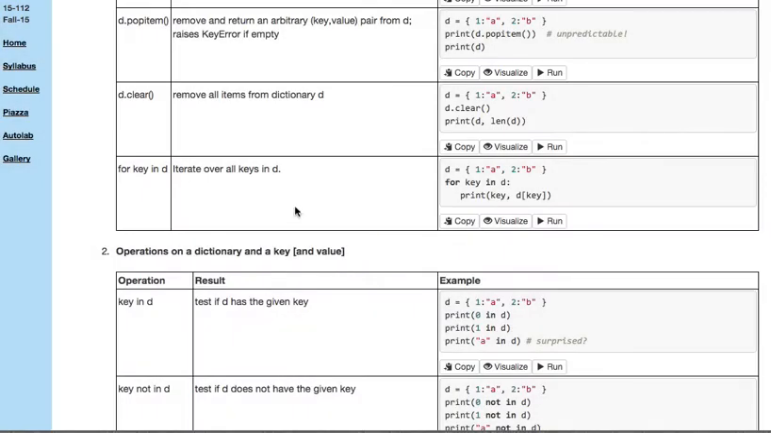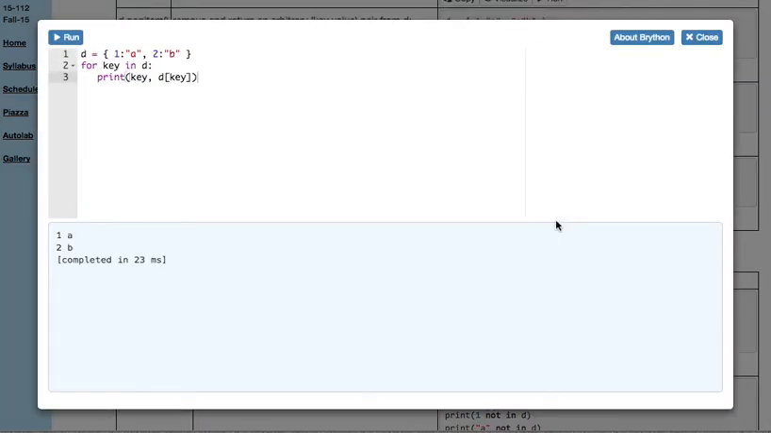And then this is a very, very useful method to know. Looping through the keys in a dictionary can be super useful, and then you can also print out the value of every key. So here we have 1 goes to A and 2 goes to B.